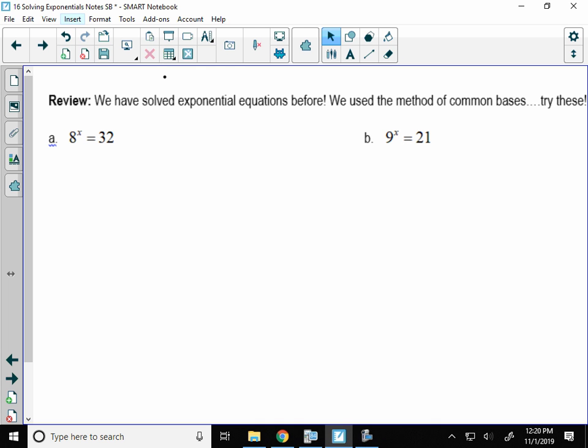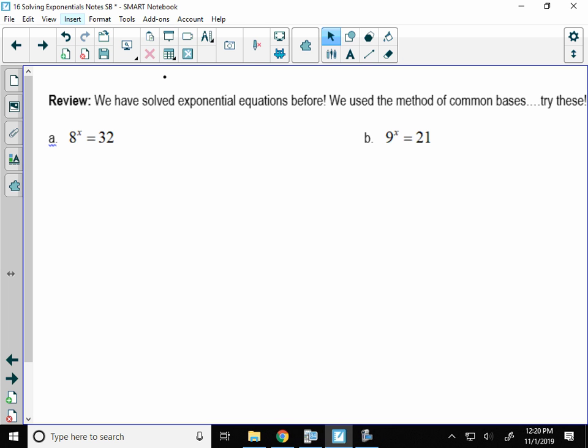At the beginning of the unit we did actually solve exponential equations. Now, why would you say that 8 to the x equals 32 is considered an exponential equation? Because it has an exponent with an x in it. So this is an exponential, and we actually solved problems like this using the method of common bases. Do you remember common bases?